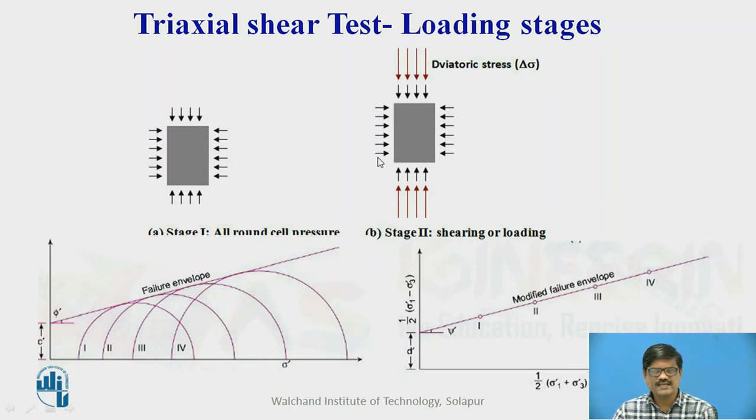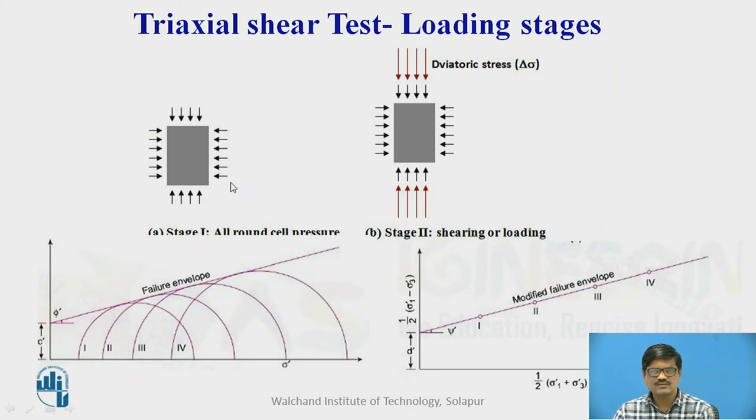Then we go for a second trial where we increase the confining pressure, and for that we find what is the extra vertical stress required. So in this case, we get another set of sigma 1 and sigma 3, of course of higher magnitude. So the corresponding Mohr circle will be drawn. You can see the second Mohr circle is corresponding to the second trial.